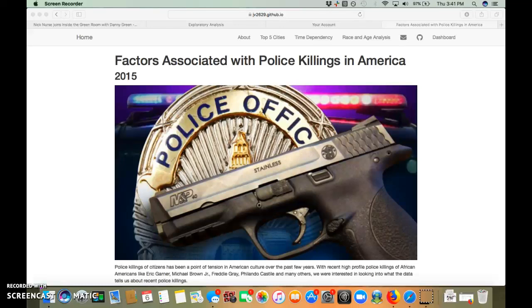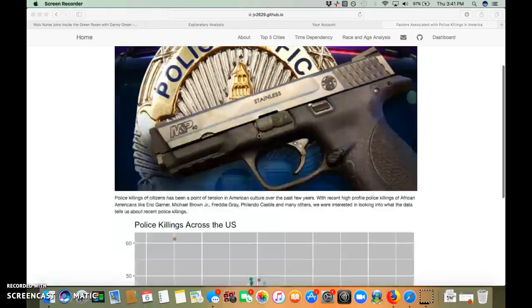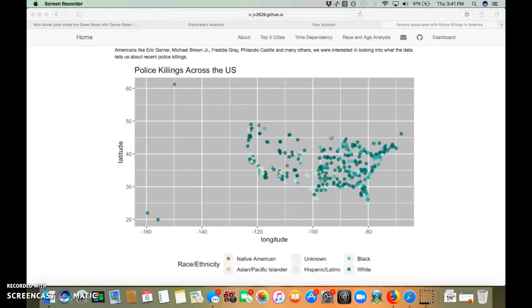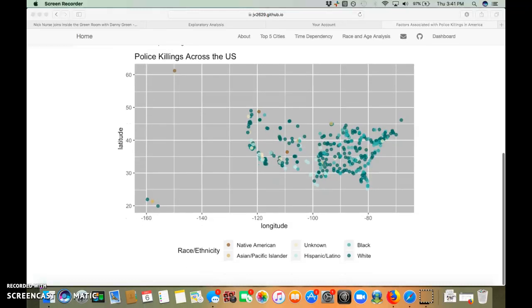For our final project for data science, we decided to look at the factors associated with police killings in America. Our team consisted of Chirag Shah, Natalie Fidel, Jacqueline Verity, and Janesh Shakal. We decided to look at this topic because it's a point of contention within our culture as well as in our media. Here you can see a geographic distribution of police killings across America, also broken down by race.